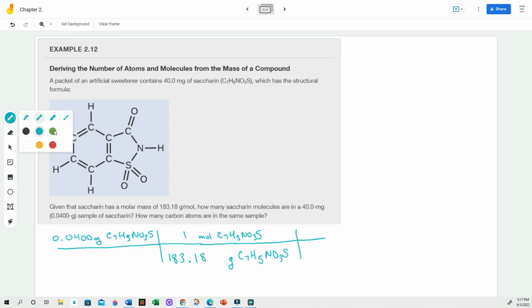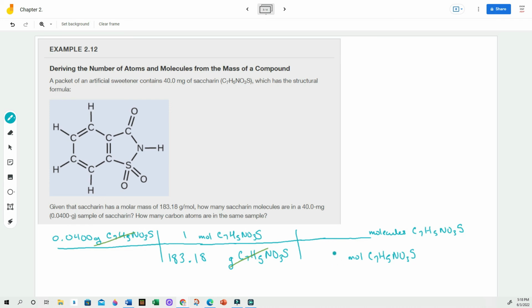Okay, so what's going on here is, remember my grams have canceled. I now have moles, but of course I don't want to stop at moles because the problem asked me for molecules, which means I need Avogadro's number. But first I'm going to make sure that my moles are going to cancel here. So I'm going to make sure that moles of saccharin are in the denominator so that I do not flip-flop this conversion factor. And then that's going to put molecules in the numerator.